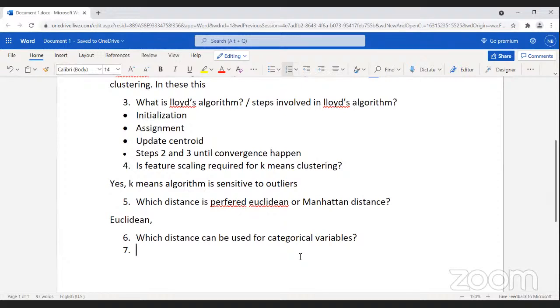Okay. Next question will be, we talked about the Gauss algorithm. What is the distance? Okay. Next question will be, what are the advantages and disadvantages of the K-means algorithm? Please respond in the chat window.